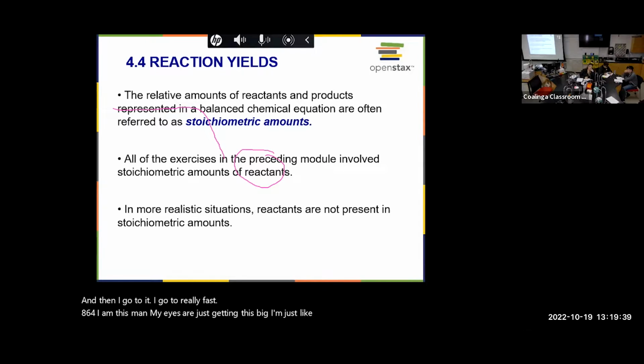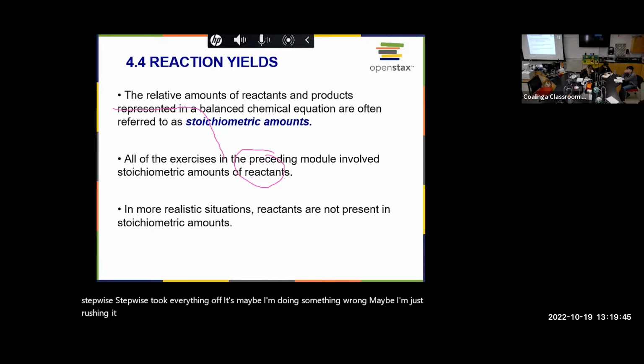Okay, so I go through it stepwise, check everything off. Maybe I'm doing something wrong. Maybe I'm just rushing it and I'm not measuring right. One more time. Okay, go through it one more time. Slowly go through it, check it off.